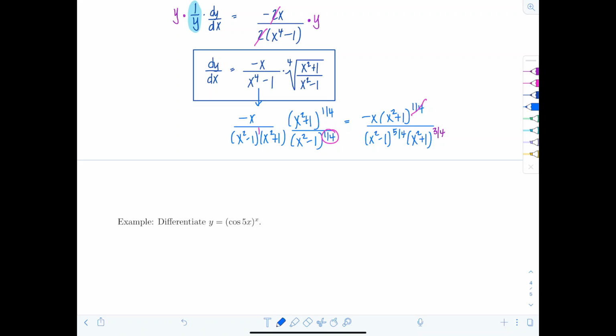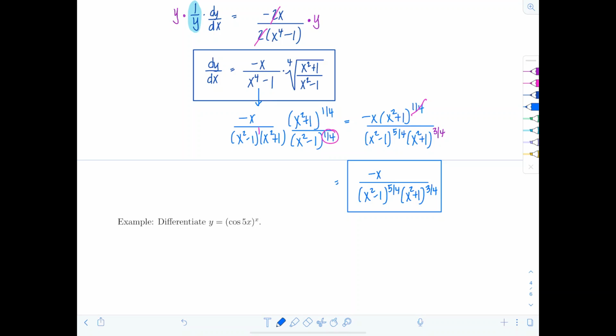Okay, I gotta rewrite it now. I mean, check with your instructor in the back of the book how far to take it. Oh, that's gone. We canceled that. That guy is gone. I mean, now it's so cleaned up, huh? X squared minus 1 to the 5/4, x squared plus 1 to the 3/4. Bam. Okay.